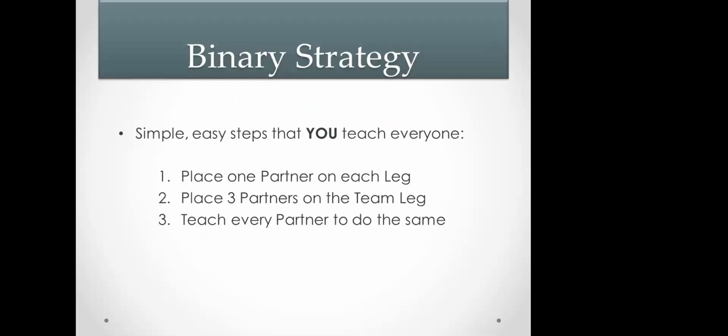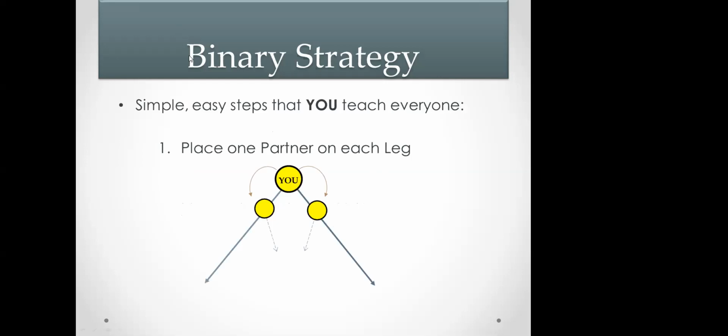So let's go back again, and we're going to look at this from a real simplistic nature. When you come in, you want to place a business building partner on each leg, and 3 partners on the team leg. Okay, more if you can, but start out with that because that's reachable for most people. And then teach every partner to do the same. So we're going to go through this again. Place 1 partner on each leg.